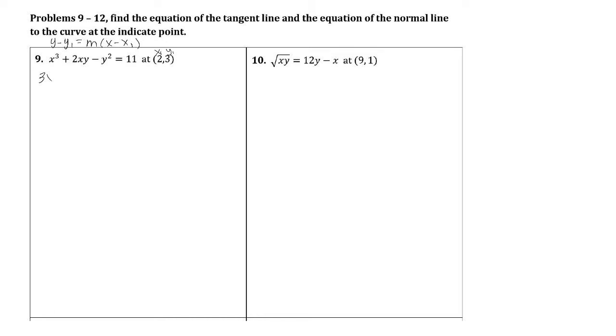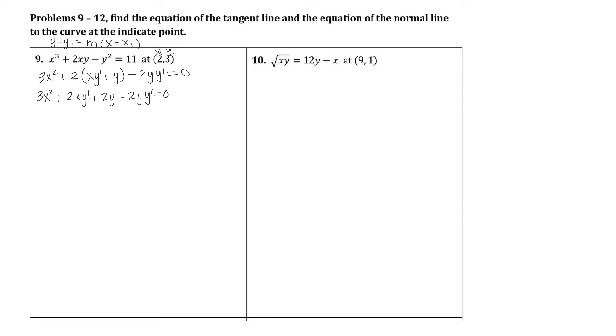We're going to have 3x squared plus 2, and again our product rule. So we have first times derivative of the second plus second times derivative of the first. And then we're going to take our other derivative and then equals 0. We have 3x squared plus 2x y prime plus 2y minus 2y y prime equals 0.